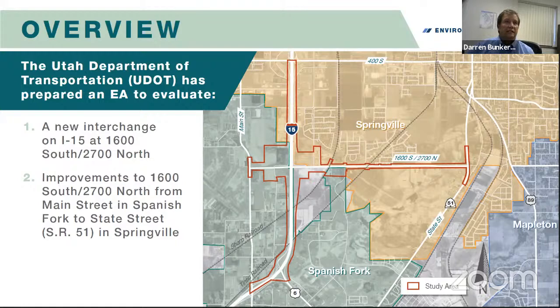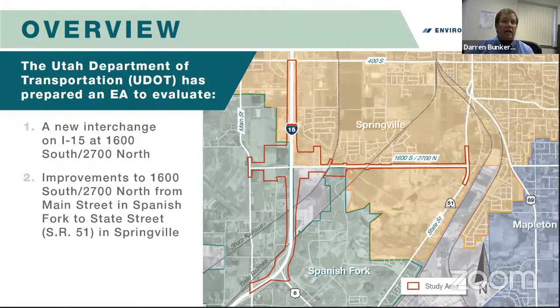The picture on the right-hand side of this graphic illustrates the study area that we have looked at. On I-15, the study area goes from the US 6 interchange on the south side up to the 400 South interchange in Springville on the north side. And from east to west, we go from State Street over to Main Street on the west. So that's our study area.